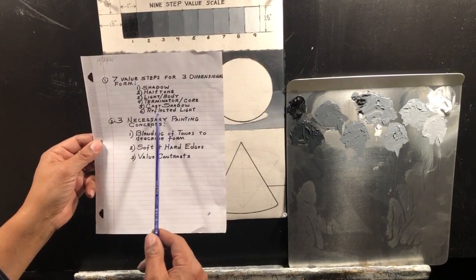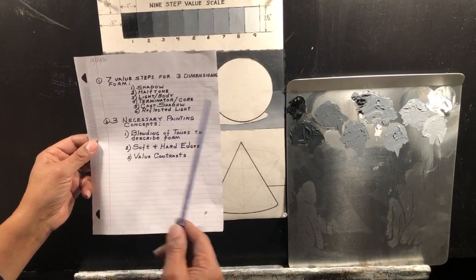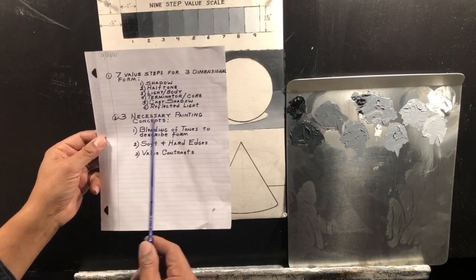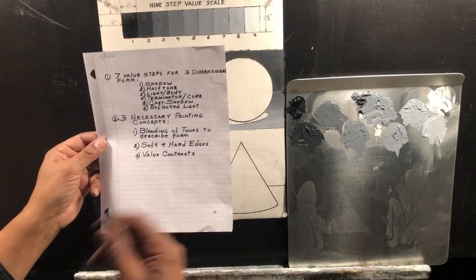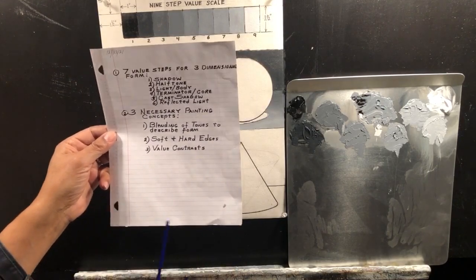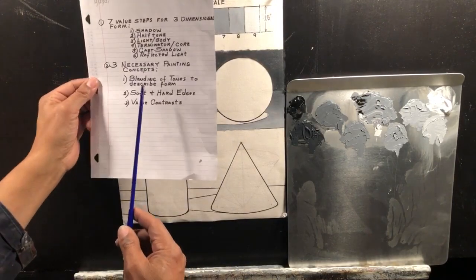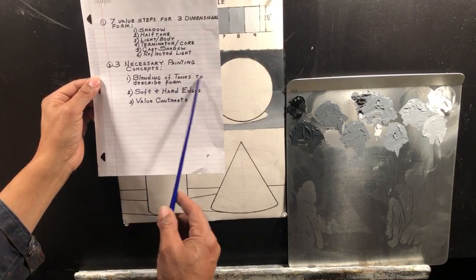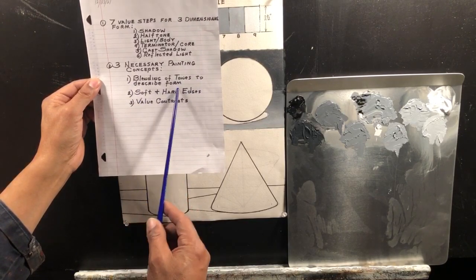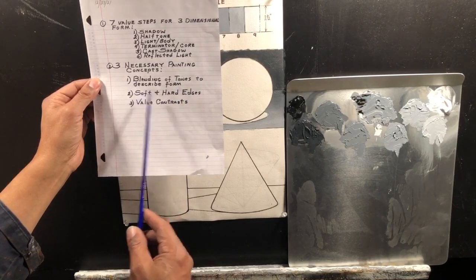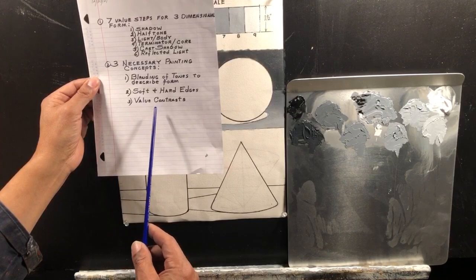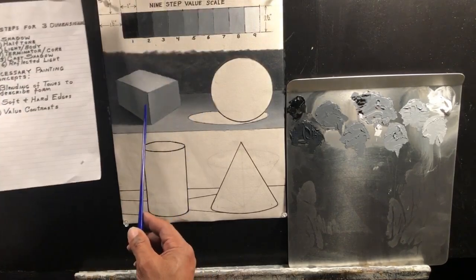Or reflected light. Sometimes you'll have reflected light that helps make things look three-dimensional and round. Sometimes there is no reflected light. That's all up to whatever you're trying to depict. And some of the necessary painting concepts: you have to understand and practice the blending of your tones to describe the form, soft and hard edges, and mainly value contrast. We did some value contrast here, as you can see.